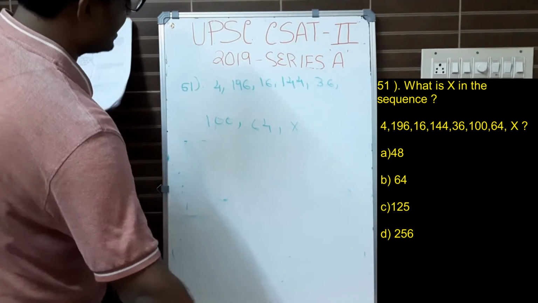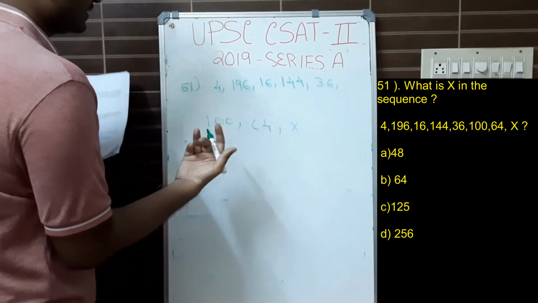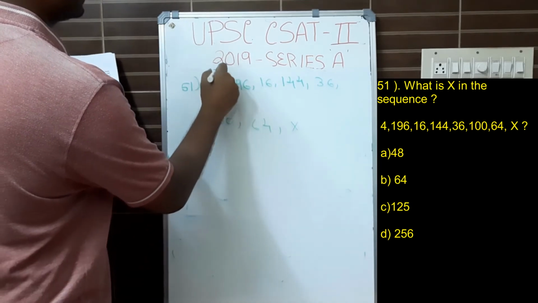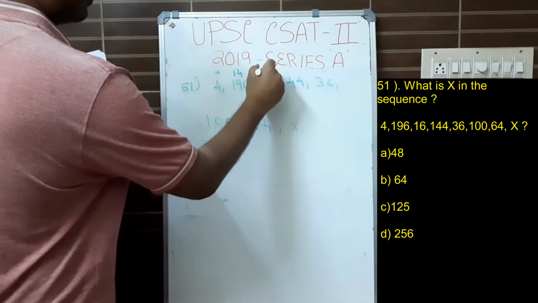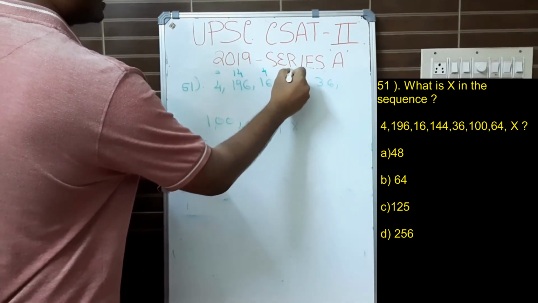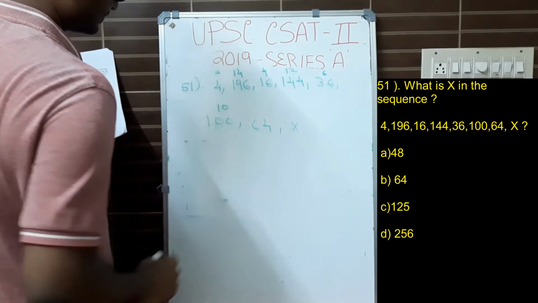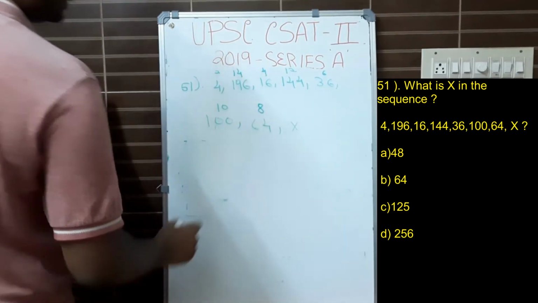Please note here that on a primary look, what do you come to a conclusion as such? That all these numbers are squares. 2 square is 4, 14 square is 196, 4 square is 16, 12 square is 144, 6 square is 36, 10 square is 100, 8 square is 64.